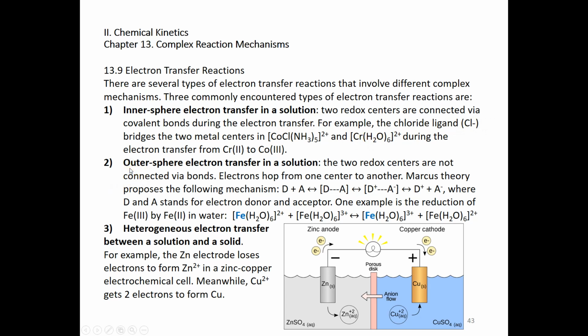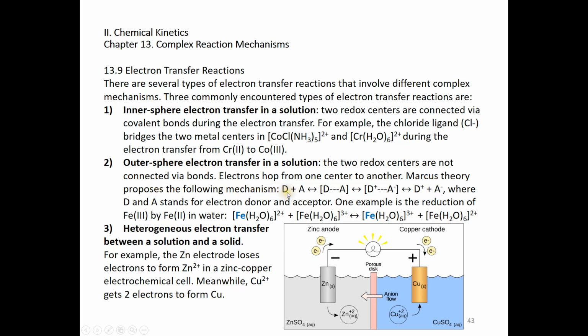And the second type is the outer sphere electron transfer in a solution. In this case, again, we have two transition metal complexes with two metal centers. These two metal centers may undergo redox reactions, but in this case, the two redox centers are not connected via bonds. Electrons hop from one center to another. Marcus theory proposes this mechanism.